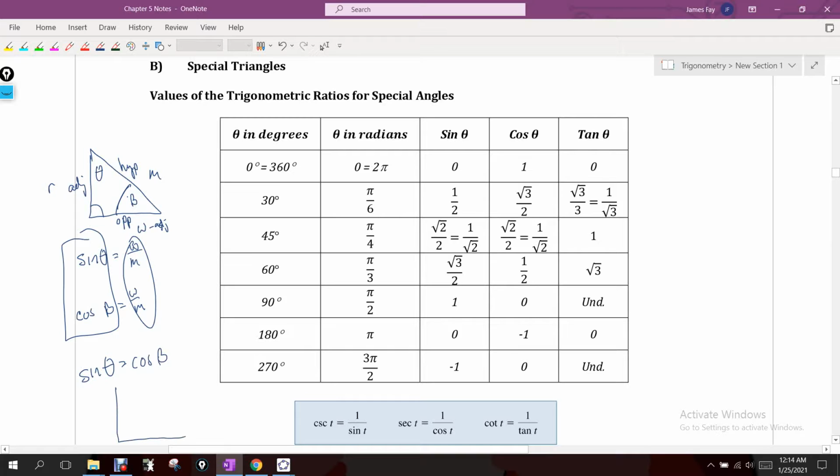Now what we usually like to do is, instead of calling this beta, we say that's theta and this is 90 minus theta, because the acute angles of a right triangle are complementary. So we say that the sine of theta is exactly the same thing as cosine of 90 minus theta. That is a key relationship that we must commit to memory.